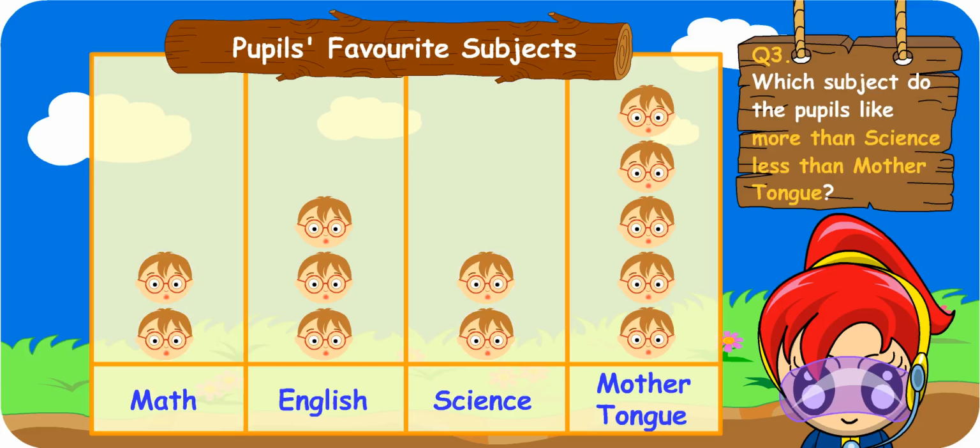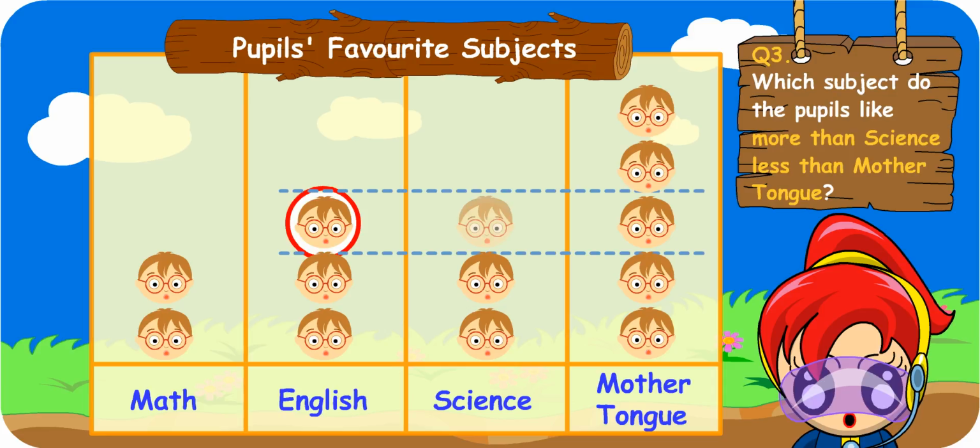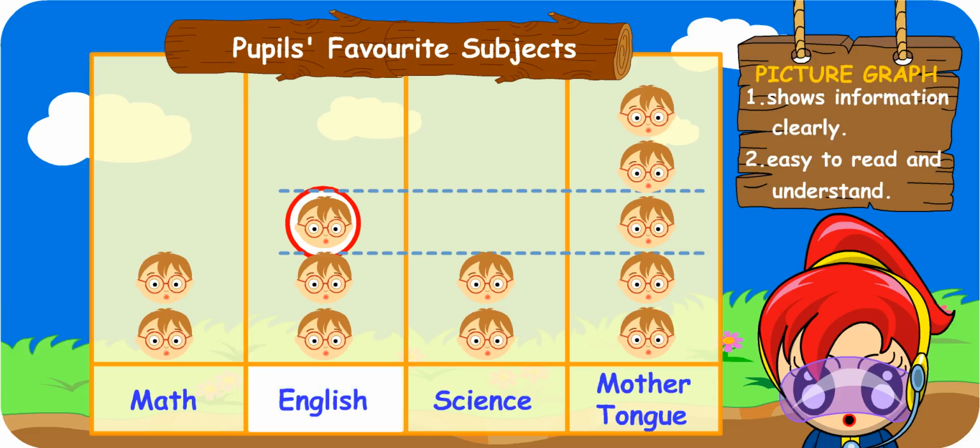Last question. Which subject do the pupils like more than science, less than mother tongue? It is English. There is one more pupil in that column than in science. It also has two fewer pupils than mother tongue. Thus, the answer is English. So you see, Turbo Girl, a picture graph shows us information clearly and is easy to read and understand.